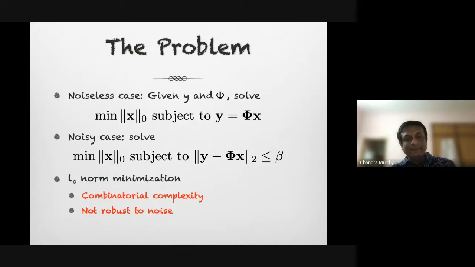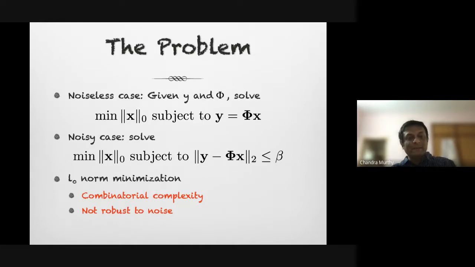And you don't really want to solve this L0 norm problem, even for problems of reasonable size. So for example, even if you want to find a 10 sparse solution, that is, there are 10 non-zero entries in the vector x for a vector of length 100, let's say.